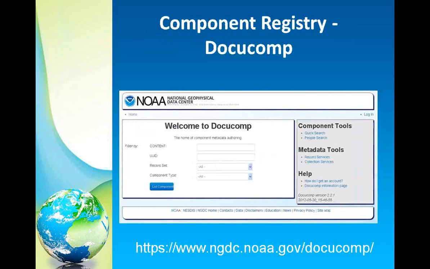Also, we talked somewhat about the different components in the ISO metadata record, where you basically would have a link to a snippet or a more complete piece of a record, whether it's like the CI responsible party or different components. NGDC also has a component registry called DocuComp, where you can enter these components, and it'll provide you with a UUID that can be used in your record. This is also where the record services is available off of this web page.